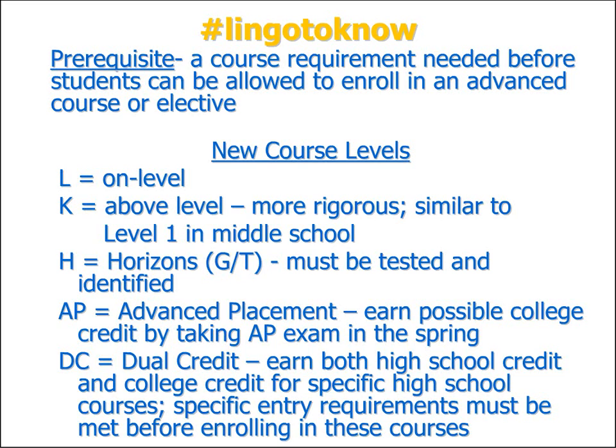AP stands for Advanced Placement. This allows you to earn possible college credit by taking an AP exam in the spring. DC is dual credit, and this allows you to earn both high school credit and college credit for specific high school courses at the same time. There's also specific entry requirements that must be met before students are allowed to enroll in these courses.